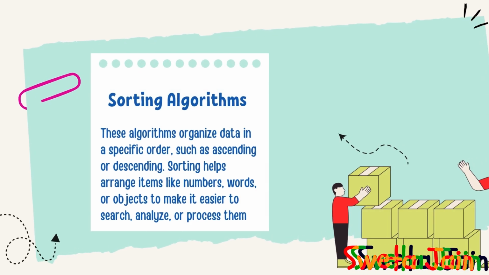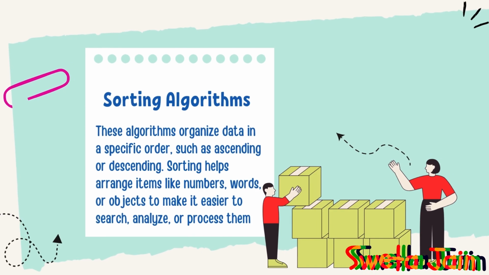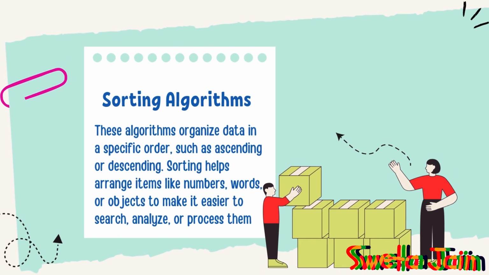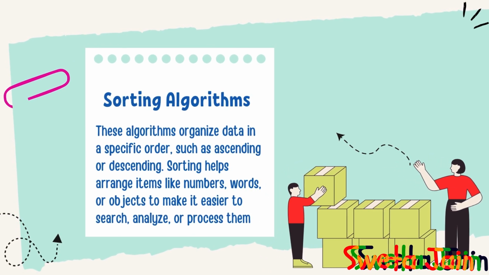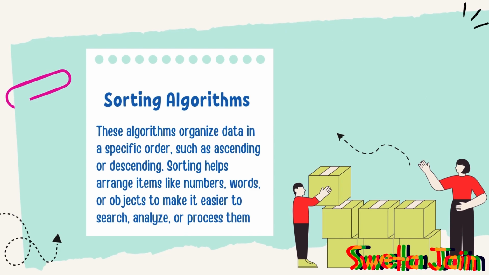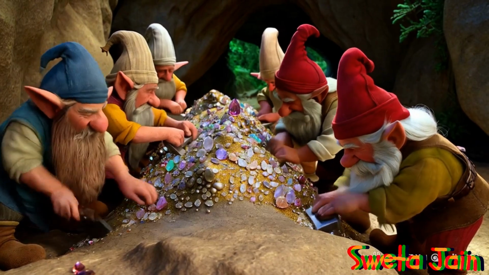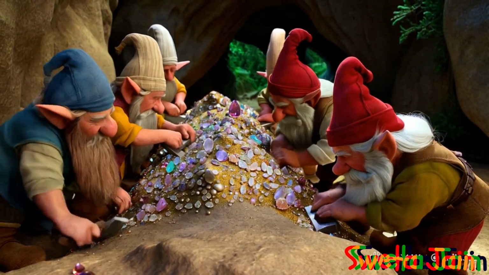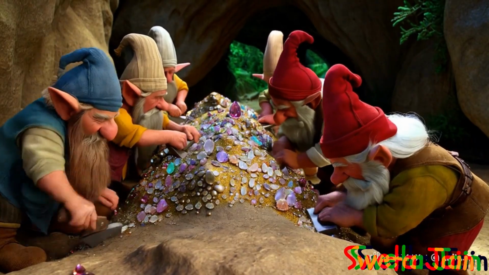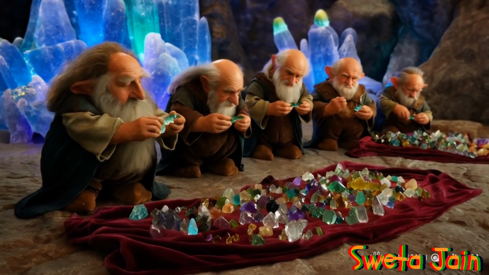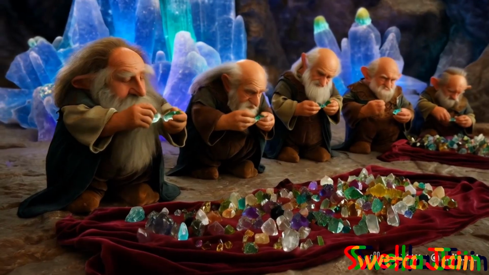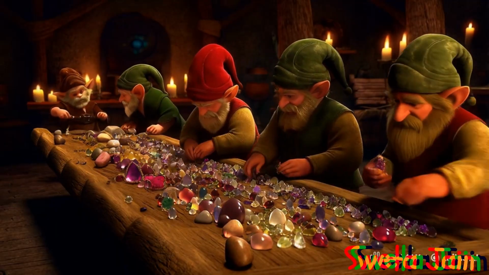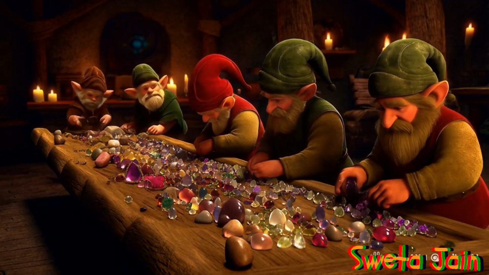Sorting algorithms. These algorithms organize data in a particular order, such as ascending or descending. Sorting helps in arranging items like numbers, words, or objects to make it easier to search, analyze, or process them. Example: imagine the 7 dwarfs from Snow White sorting their gems after a long day in the mines. They put their gems in a line from the smallest to the biggest, making sure everything is neat and organized.